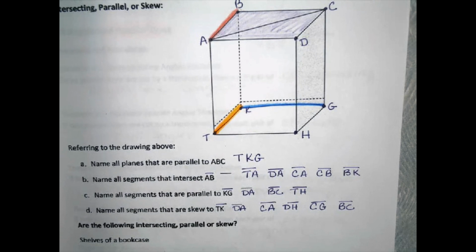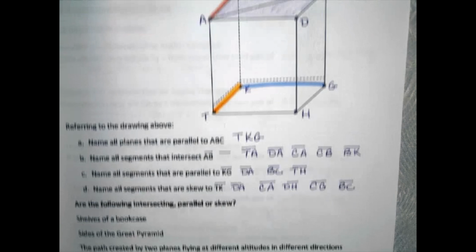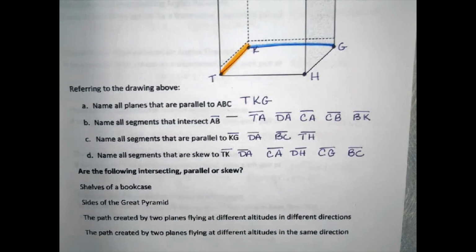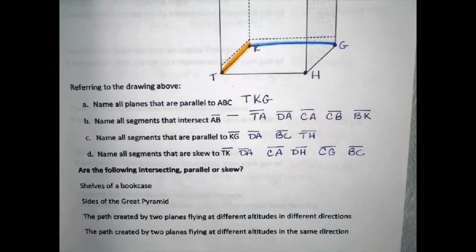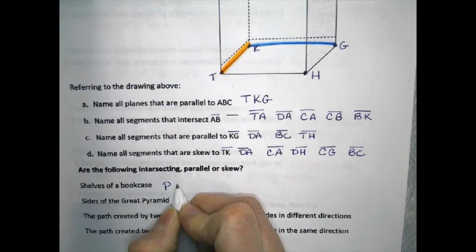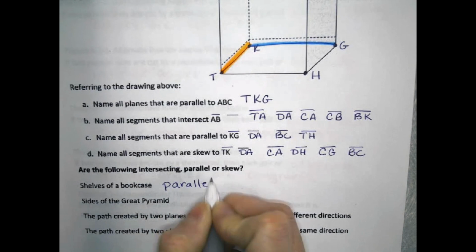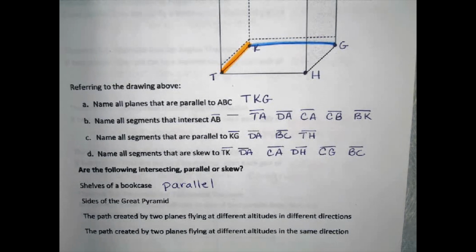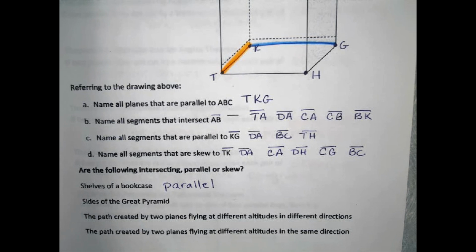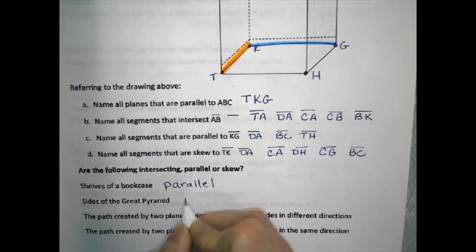Considering some real-life situations, are the following situations intersecting, parallel, or skew? If I consider the shelves of a bookcase, those would be parallel planes. How about the sides of the Great Pyramid? Picture the pyramids of Egypt. There are planes that come together at a single point in the top, and they also intersect the bottom of the pyramid. So those planes would be intersecting.